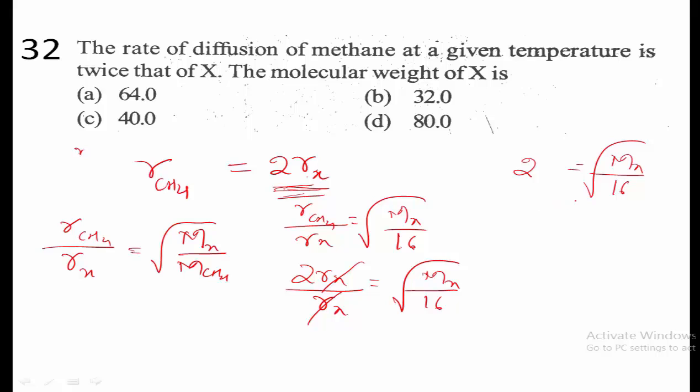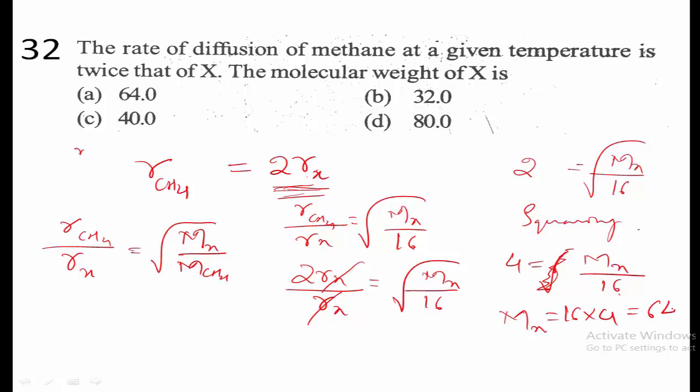So now squaring on both sides. Squaring 2 gives 4, and the square root gets canceled out, so it will remain MX divided by 16. So MX is equal to 16 into 4. How much does it give? It gives 64. So the molecular weight of X is 64. So which option is right? Option A is the right one.